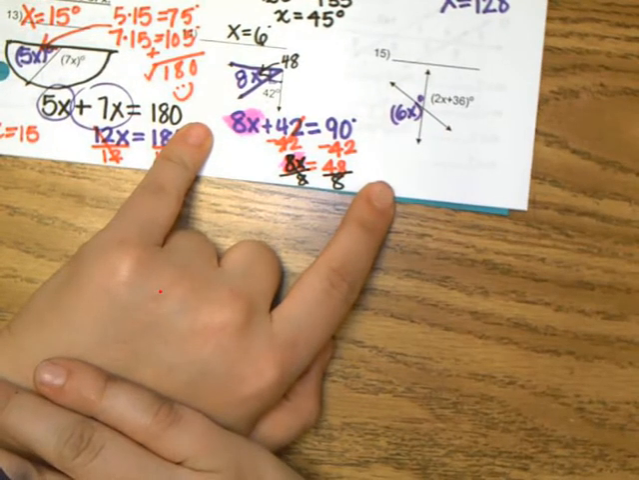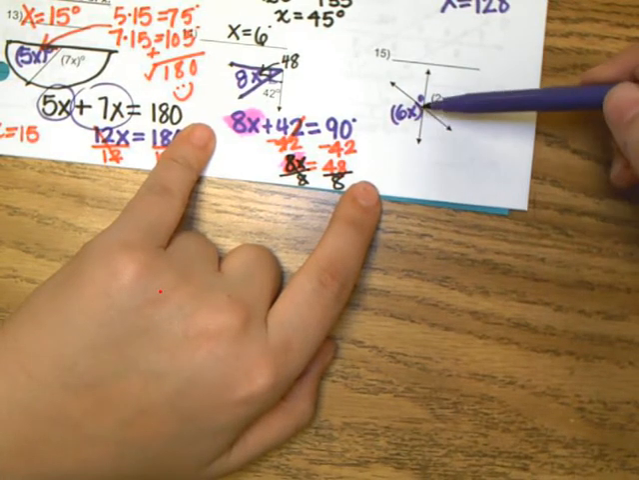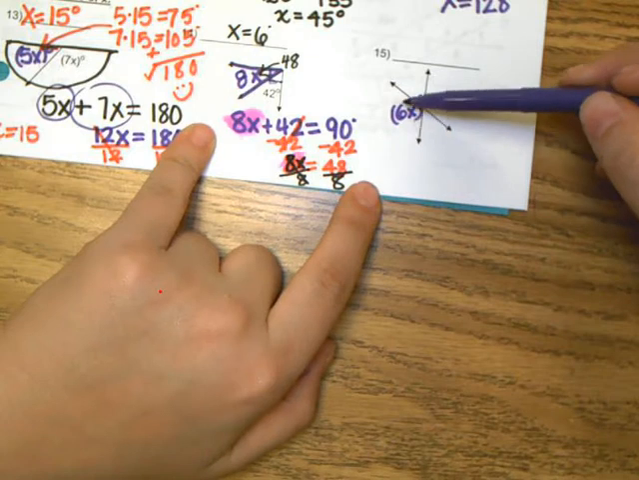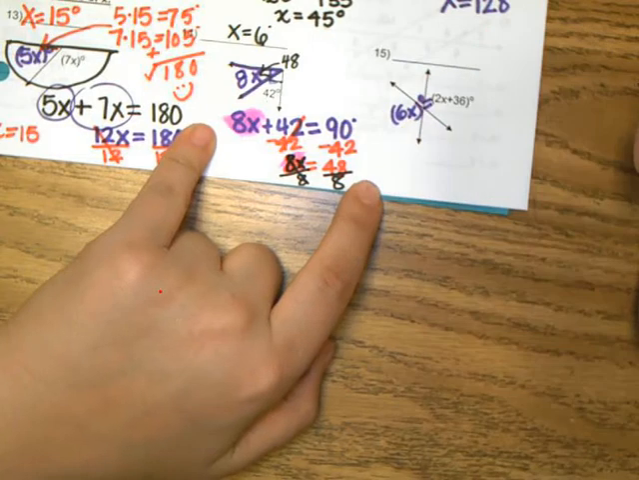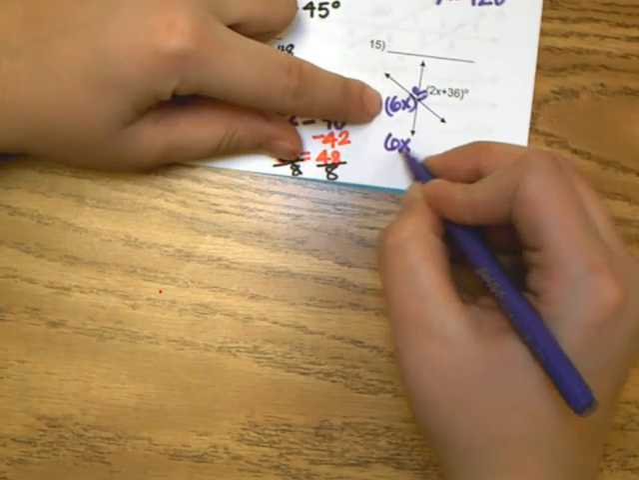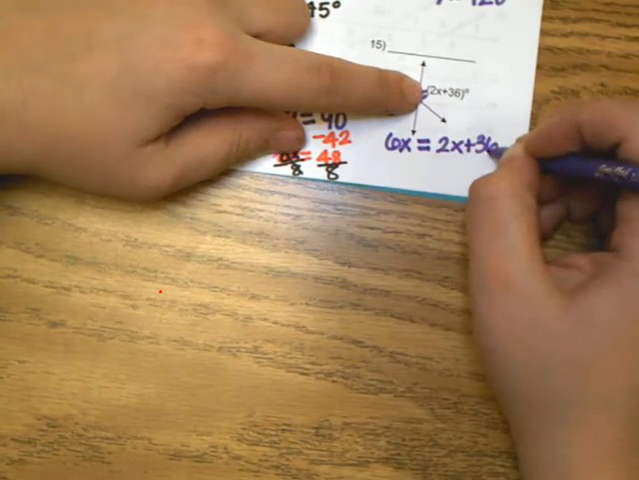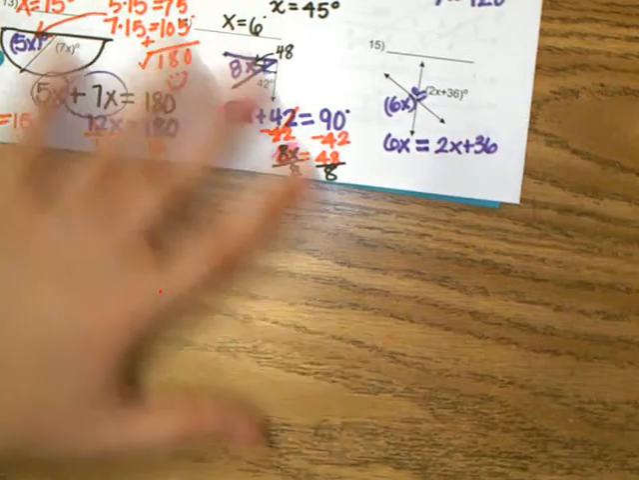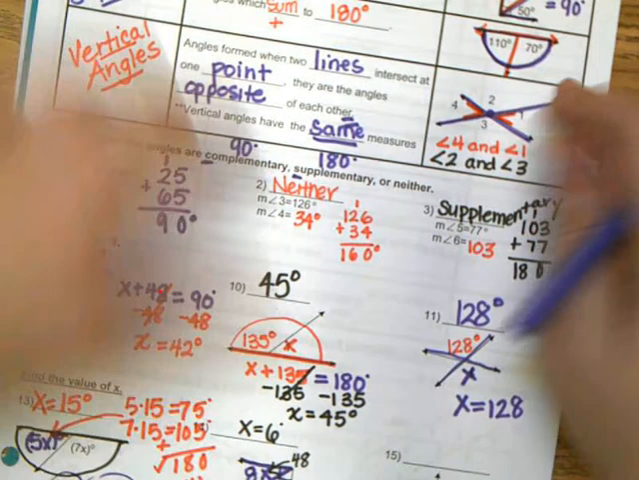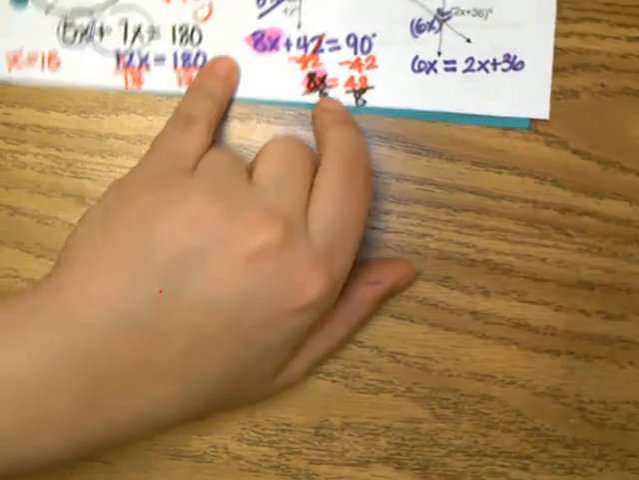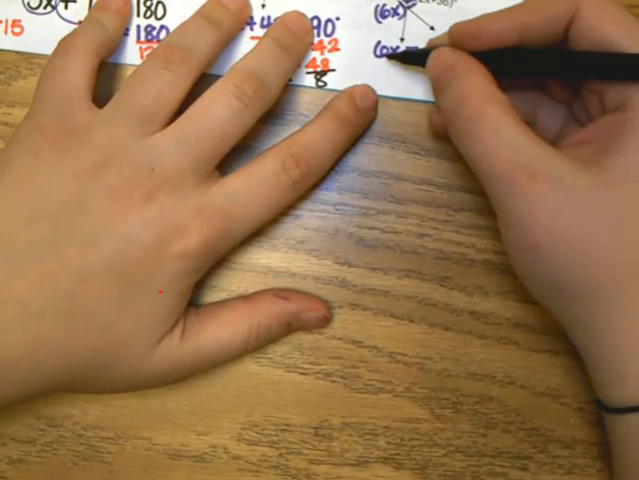Okay, one last example. Go ahead and put a 6x here. 6x degrees. So when we look at this, we should see that they are opposite of each other. That means that this angle equals this angle. They are vertical angles. They are equal. So that means 6x equals the same thing that 2x plus 36 equals. They are equal. They are vertical angles. When they are opposite, they have the same measure.